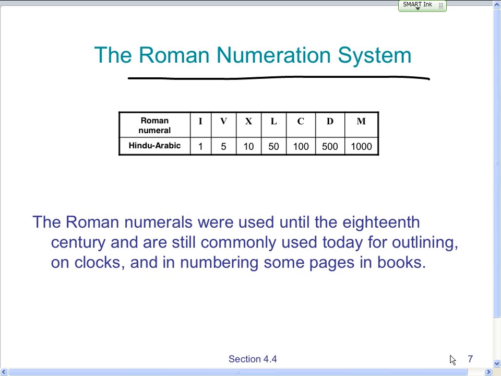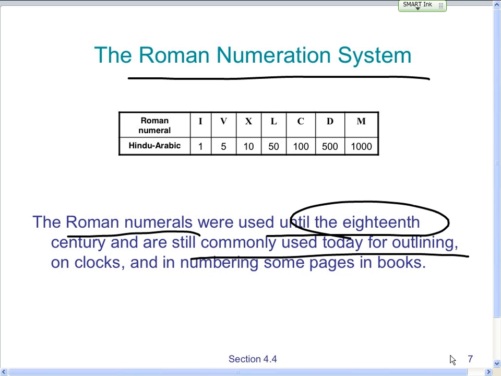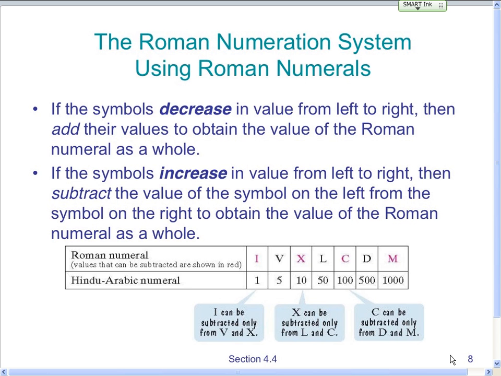Roman numeration system, you may be familiar with this. They were used commonly into the 1700s. We still use them today for outlines, sometimes on clocks, sometimes in books. If you look at an index, that's usually numbered with Roman numbers. You will have to memorize this one. The Babylonians, the Mayans, all that, I give you the chart, but with the Roman numeral system, you do have to memorize.